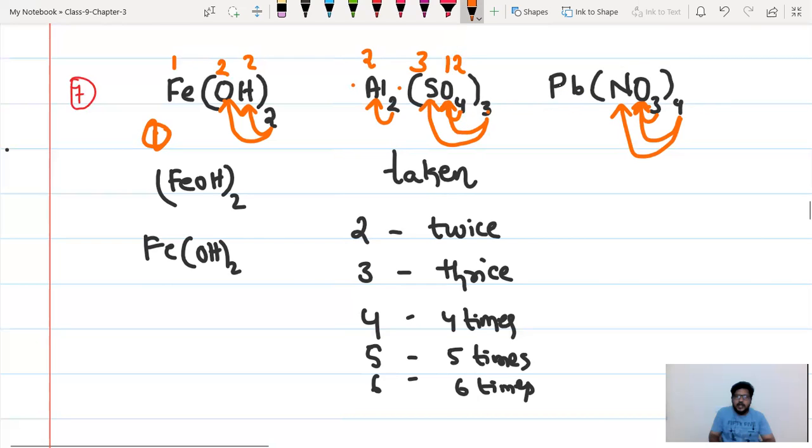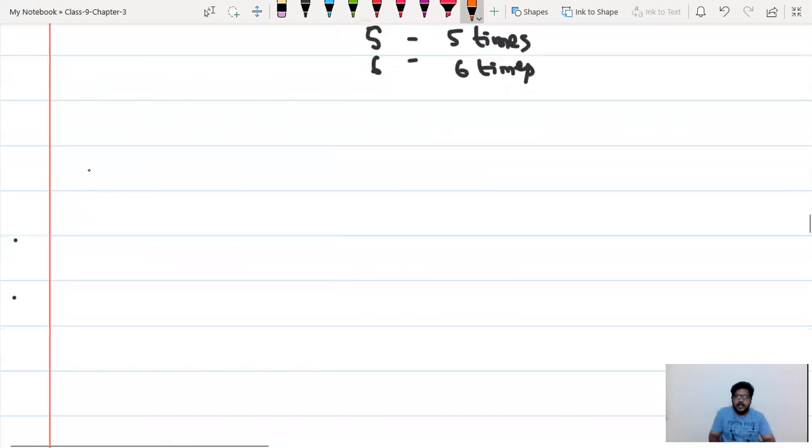For Pb(NO3)4, taken 4 times. How many Pb? Lead, 1. How many nitrogens? 4 is given to nitrogen. So 4. While coming to oxygen, 3 is given, 4 is also given. 4 3s, 12. Like that. And at last, the 8th variety, last and final variety. After that, we'll see how to balance equations.